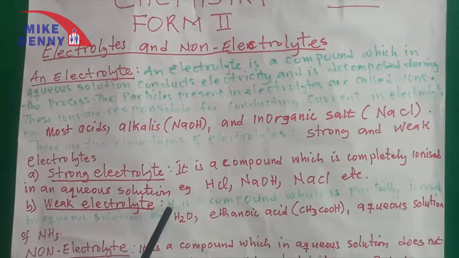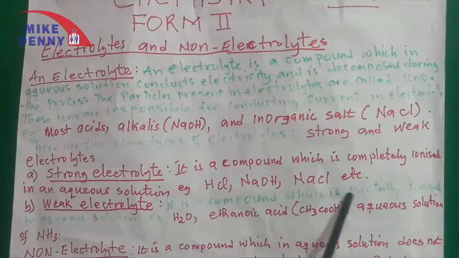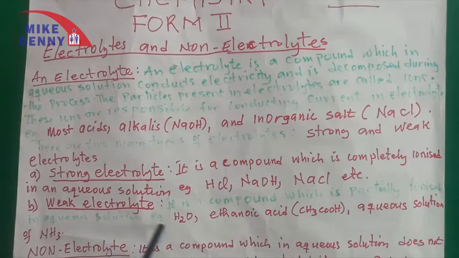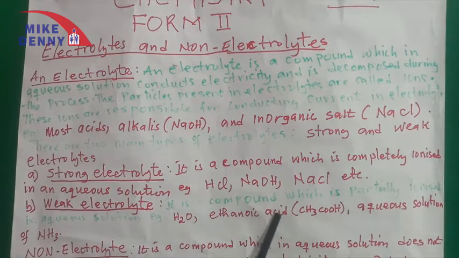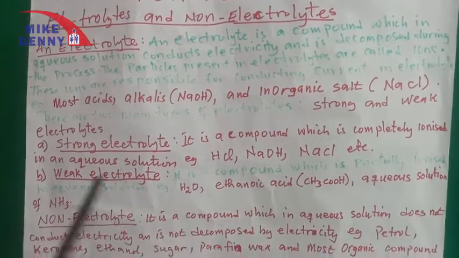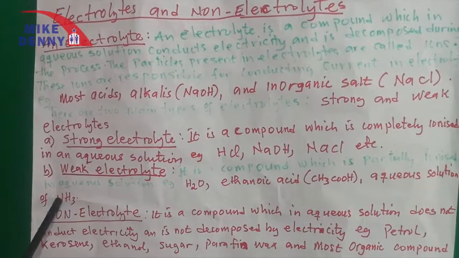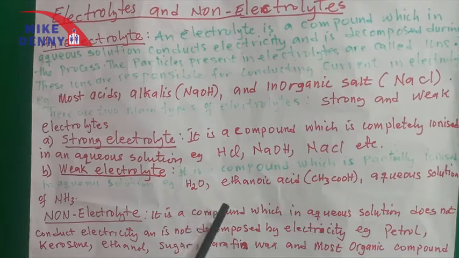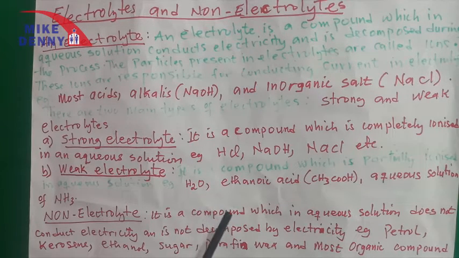Weak electrolyte. It is a compound which is partially ionized in aqueous solution, e.g., water, ethanoic acid, aqueous solution of ammonia. Now, for example, you have your groundnut oil in the house. When you take this groundnut oil and put it in water, what will happen? You discover that they don't mix. Those two do not mix. It tells you that the groundnut oil is a weak electrolyte.